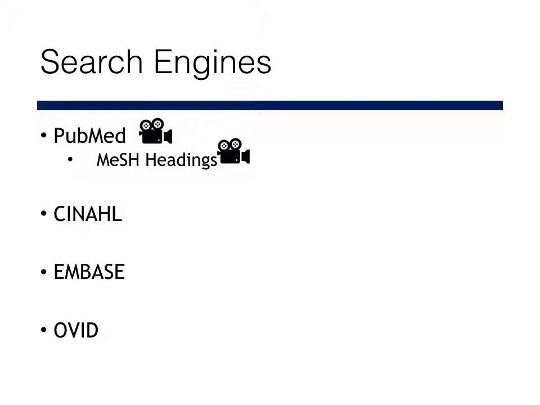There are other resources to use, including the CINAHL database. CINAHL is a collection of resources for nursing and allied health professionals. Embase is yet another database which catalogs biomedical research. And OVID is still yet another database that helps provide information on articles related to the biomedical and healthcare fields.